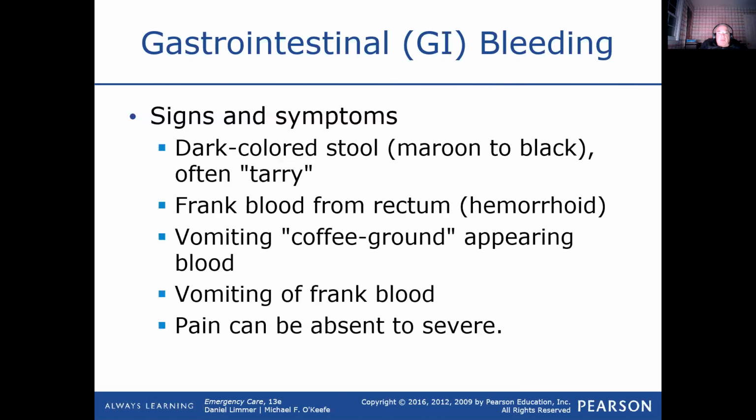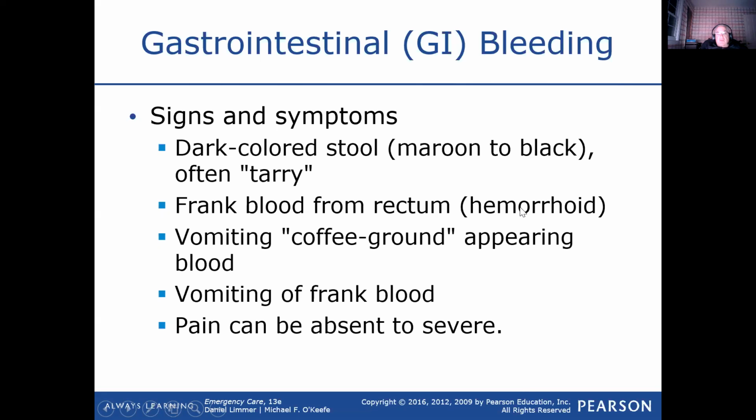Now, when people have bleeding, there are different types of bleeding: dark, tarry stools, frank blood, and vomiting coffee brown. When they say frank blood, they mean bright red blood. That could be vomiting out the mouth, or it could be coming out of the bottom.